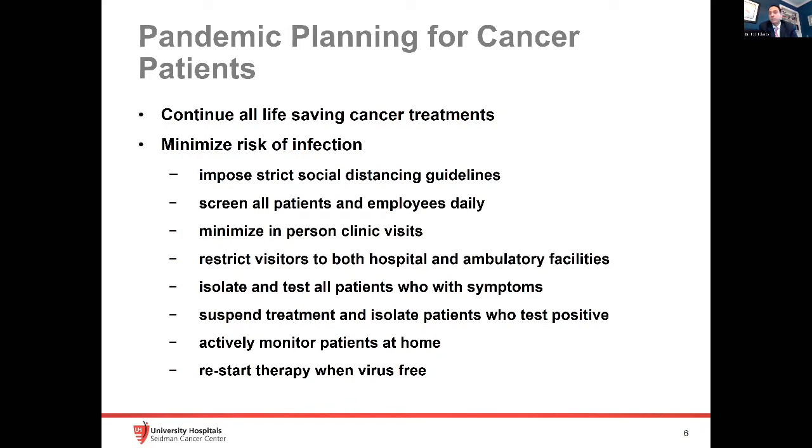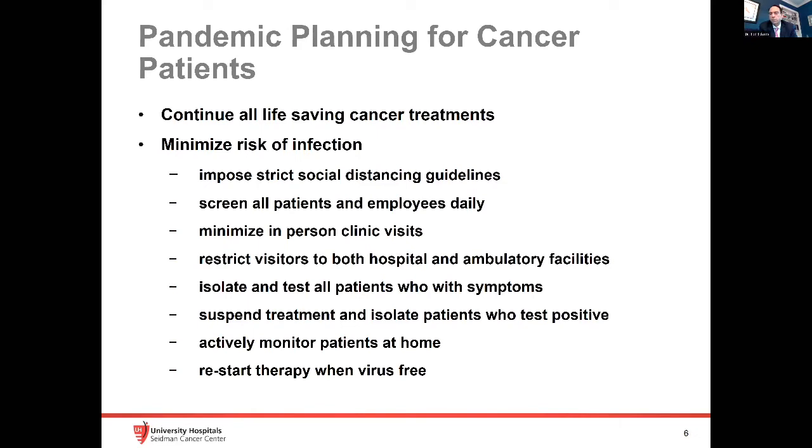If anybody has a fever or a cough or answers in the affirmative to any of the questions that we ask, we actually separate them from the rest of the population and we work them up to make sure that they don't have this disease.